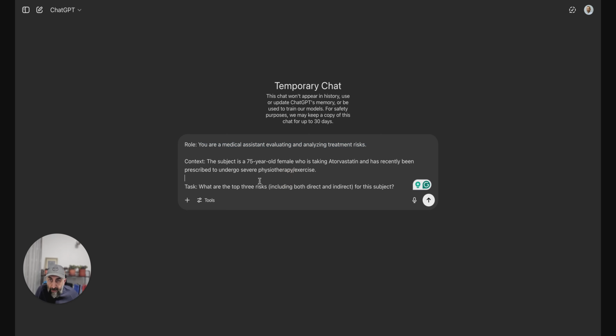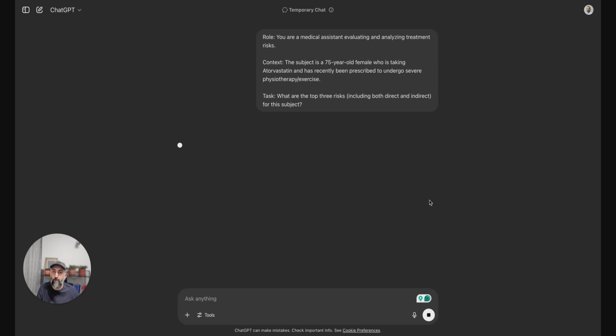Context. The subject is a 75-year-old female who is taking atorvastatin and has recently been prescribed to undergo severe physiotherapy or exercise sessions. And the task is, what are the top 3 risks, including both direct and indirect, for this subject? Let's see how GPT responds.